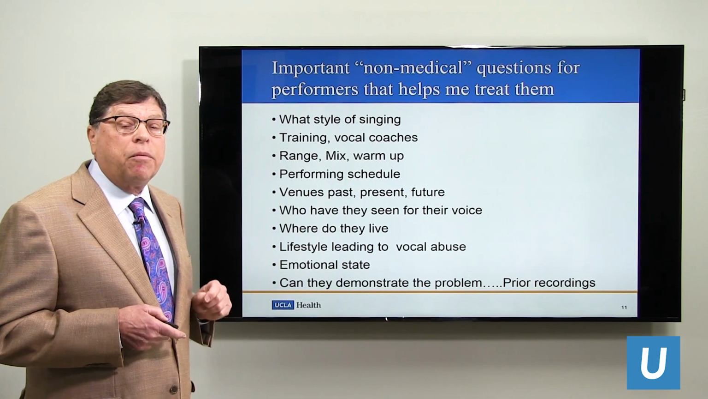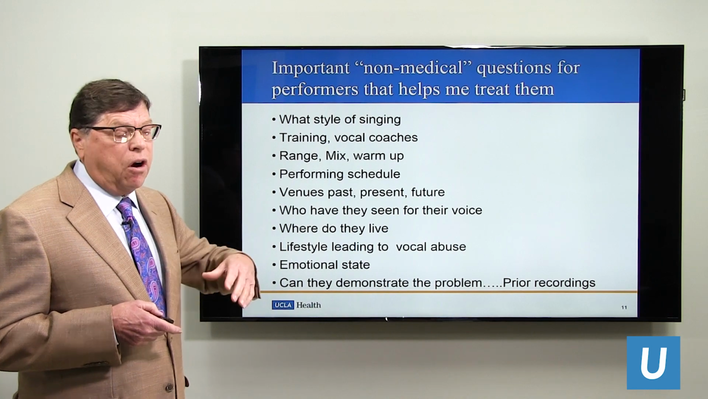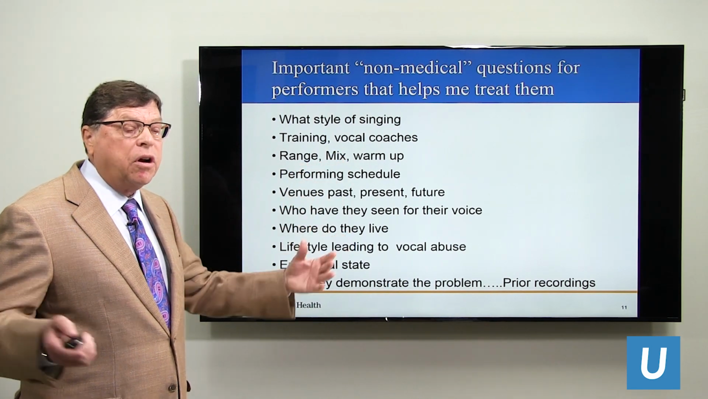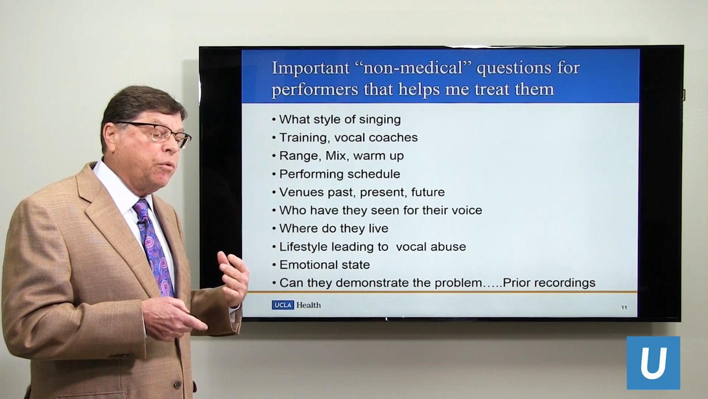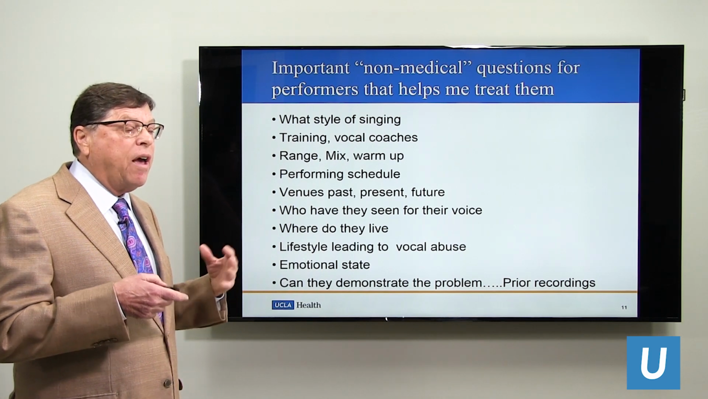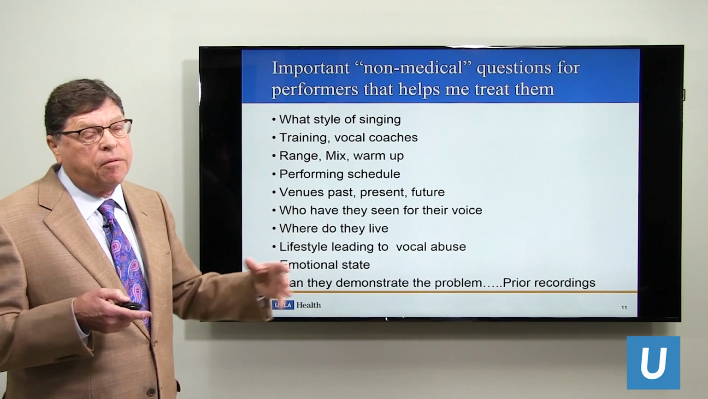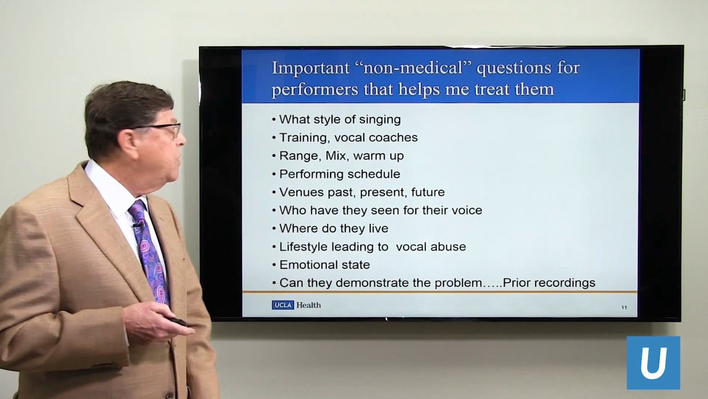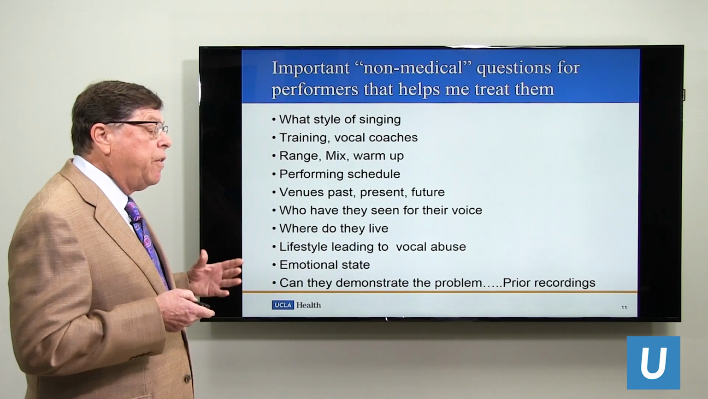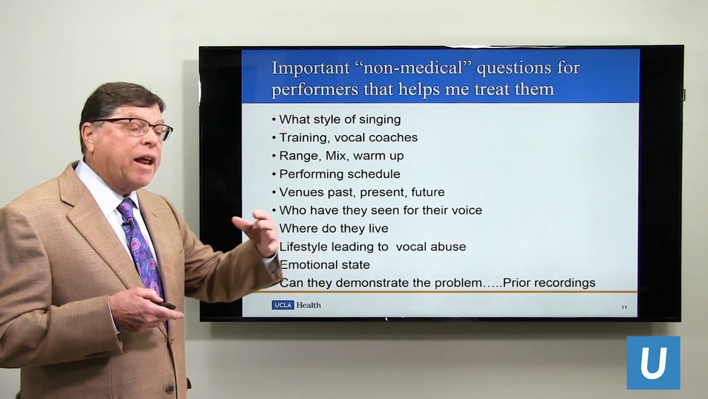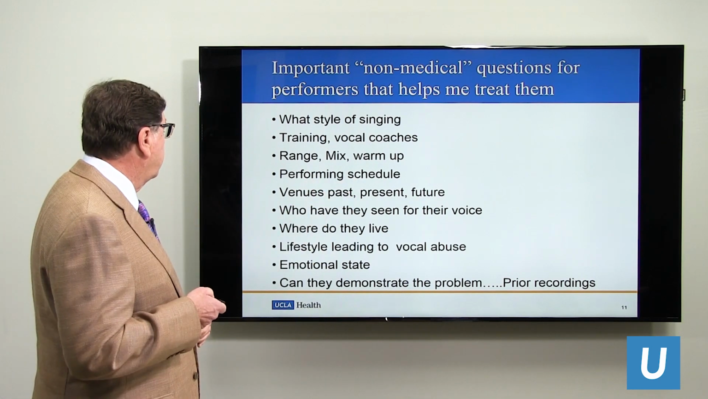What's your current performing schedule? Are you about ready to go on a huge tour? Are you coming back from a large tour? Do you have other factors, people at home or in your environment, that are contributing to some of these issues? What are your current venues? What are some of your past venues? What's going to happen in the future?